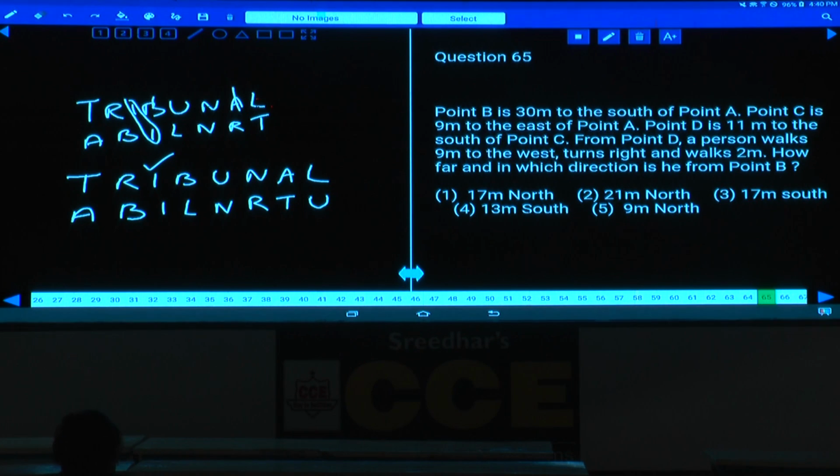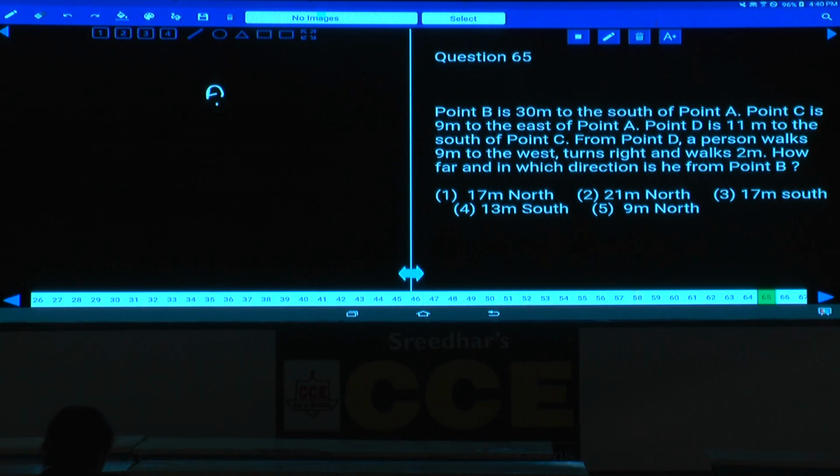Then question number 65, point B is 30 meters to the south of point A. A is here and B is 30 meters to the south of point A. And C is 9 meters to the east of point A. D is 11 meters to the south of point C. Now D is 11 meters to the south of point C. And from point D a person walks 9 meters west. From here, this person walks 9 meters west means now this person is coming to this place.